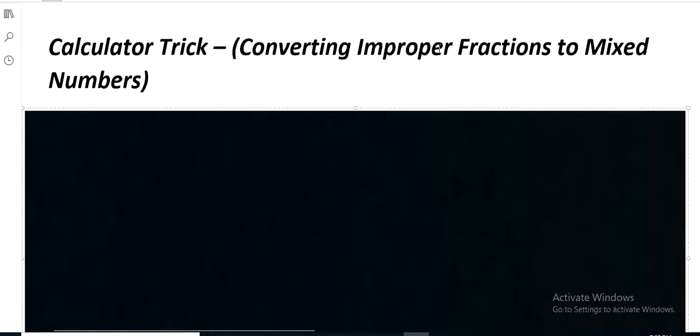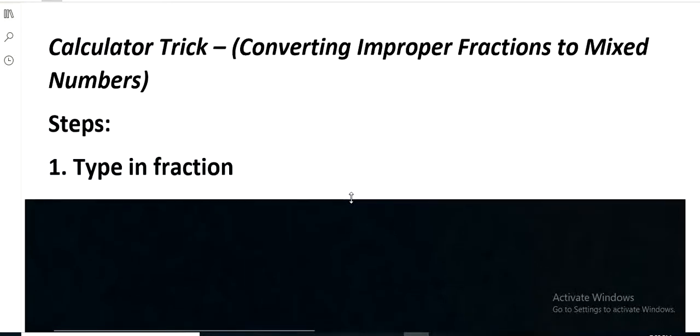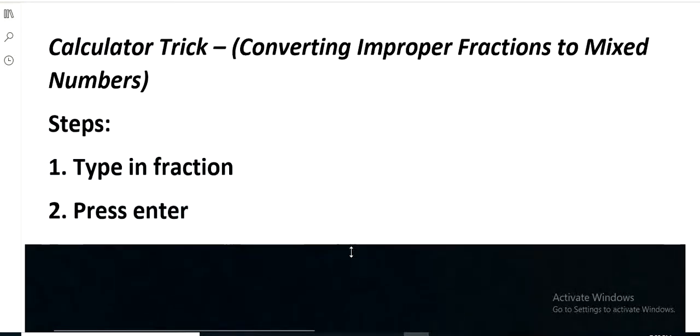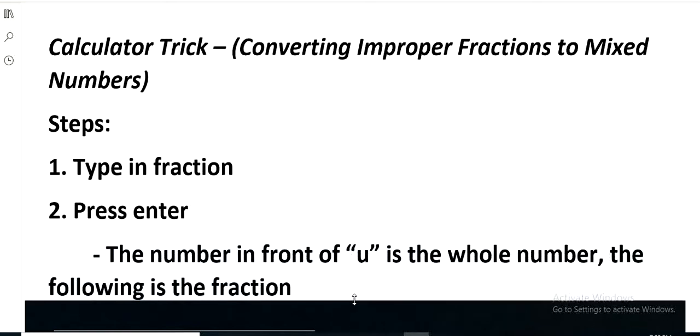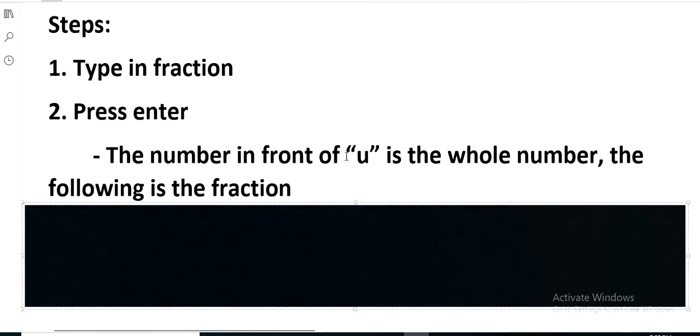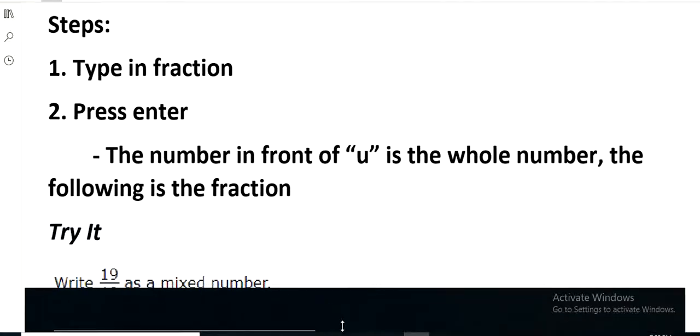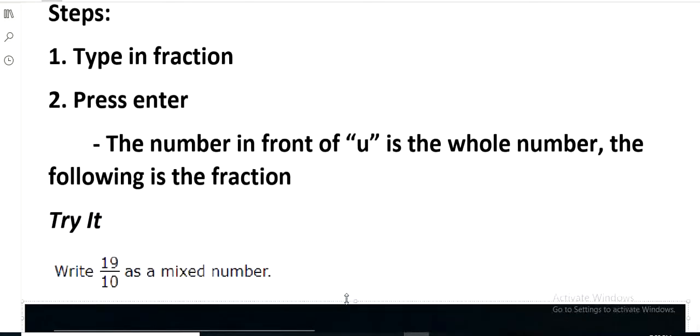Now to go from improper fractions to mixed numbers, it's even a little more simple. You're just going to type in the fraction, press enter. It's going to show you what might look weird at first, but just remember the number in front of the u is the whole number, and then it'll show you a fraction afterward. And again, I'd like you to try it on this improper fraction.